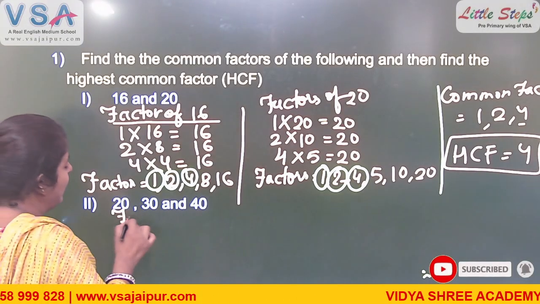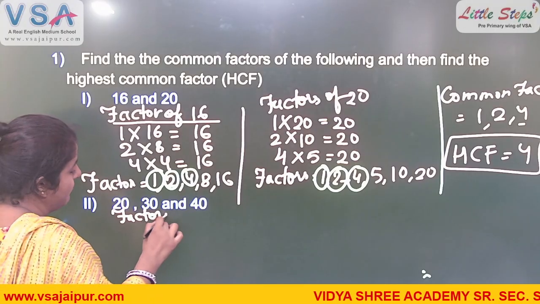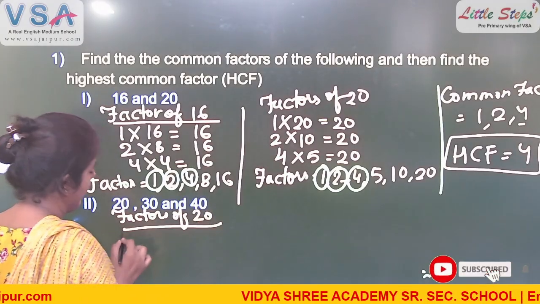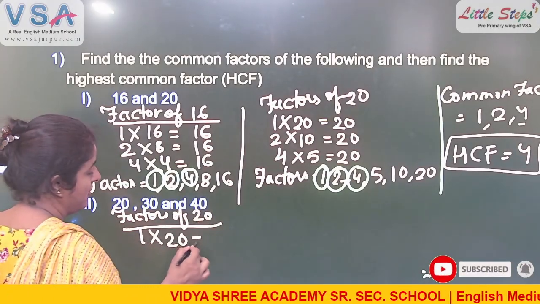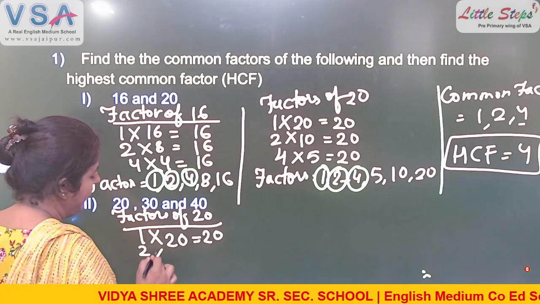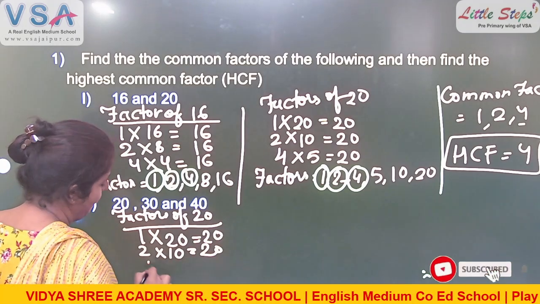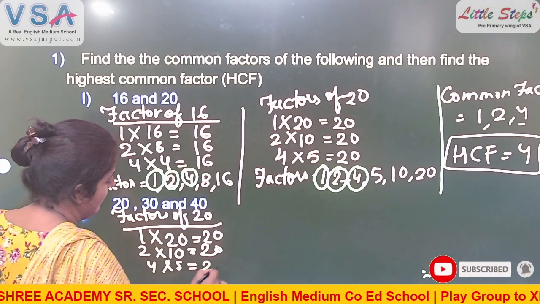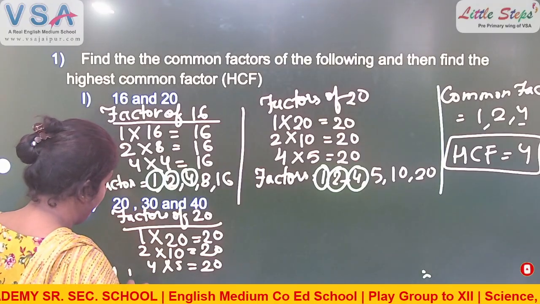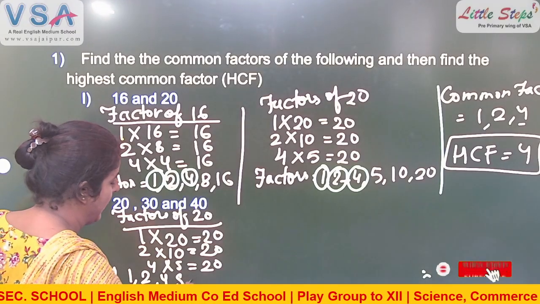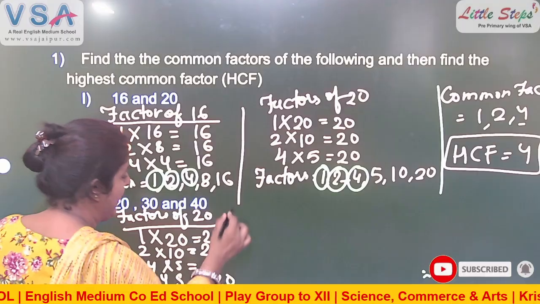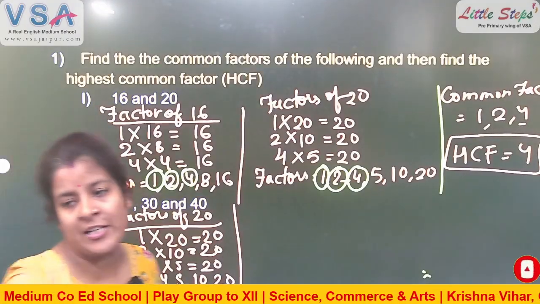So first is factors of 20. So 1 20s are, 2 10s are, 4 5s are. So the factors of 20 are 1, 2, 4, 5, 10, and 20. And after that we can find the factors of 30 also.